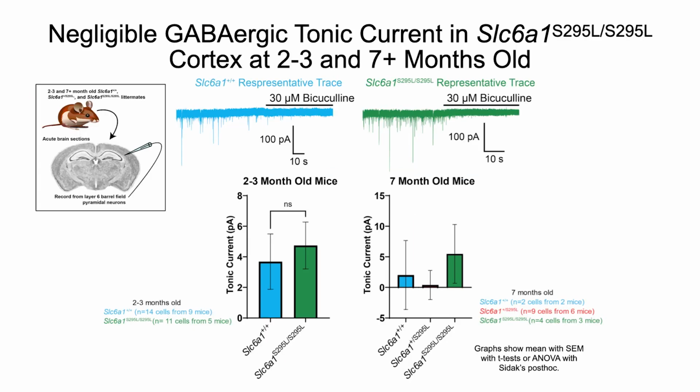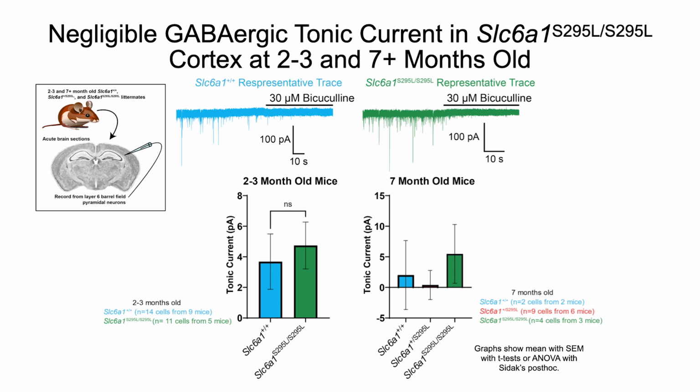I started by looking in layer 6 cortex and pyramidal neurons, and I compared homozygote SL mice with wild types. I looked at 2 to 3 months old, and I didn't find a difference in the tonic current here. And this is also very, very small, almost zero basically. 4 picoamps is a very small current.